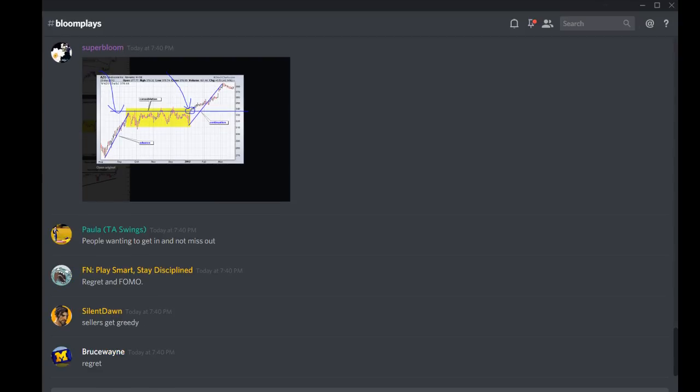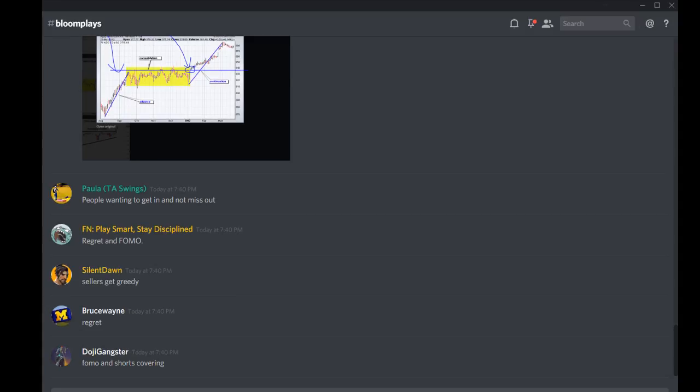Okay, look. See, that blue line is resistance. It's finally broken at resistance, okay? Now we get in. It's finally broken at 340. Now we get in, okay? We get in now. What's happening? Why is there an explosion going up?